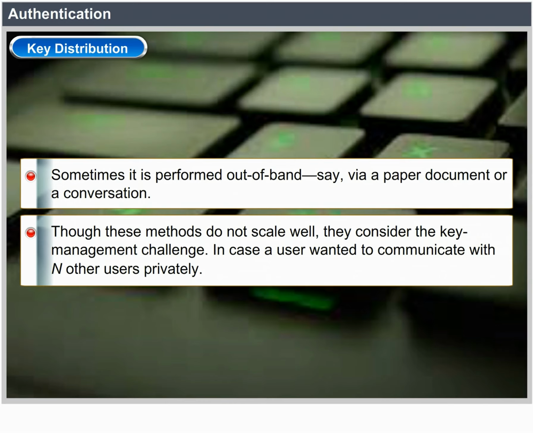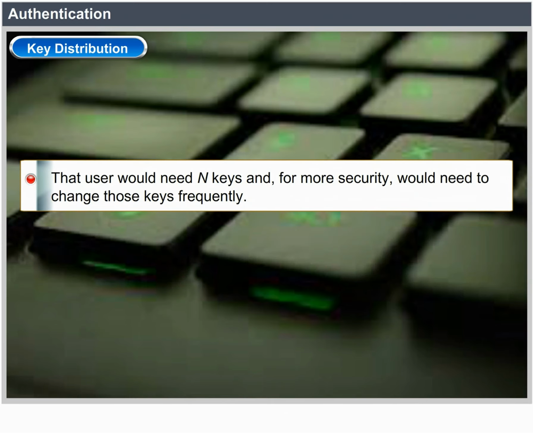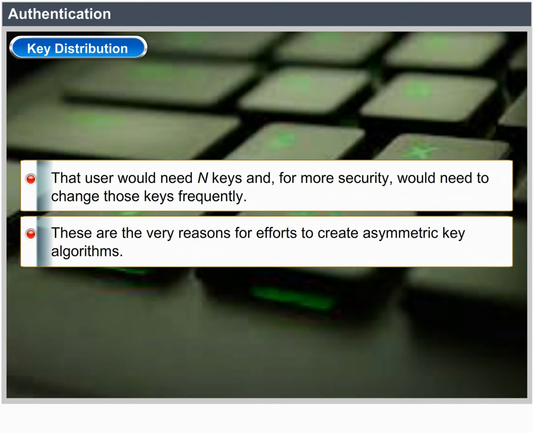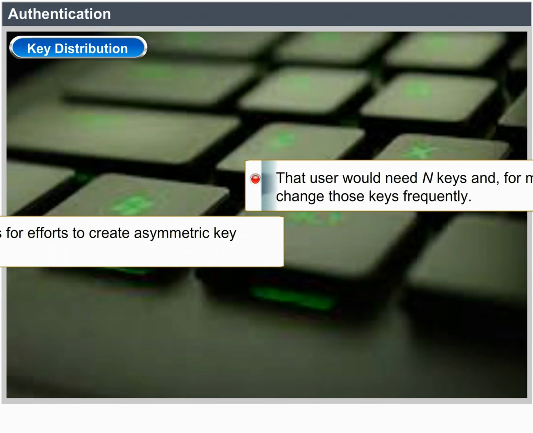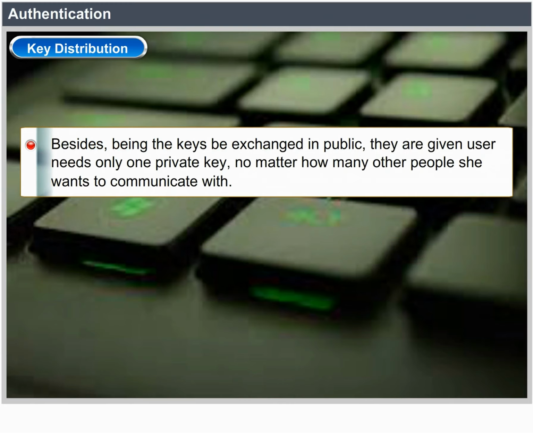Also consider the key management challenge. Suppose a user wanted to communicate with n other users privately. That user would need n keys and, for more security, would need to change those keys frequently. These are the very reasons for efforts to create asymmetric key algorithms. Not only can the keys be exchanged in public, but a given user needs only one private key no matter how many other people she wants to communicate with.